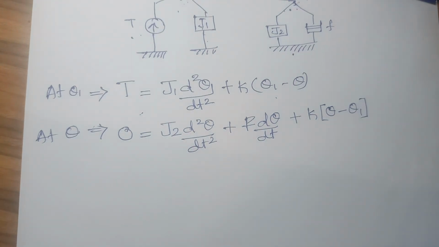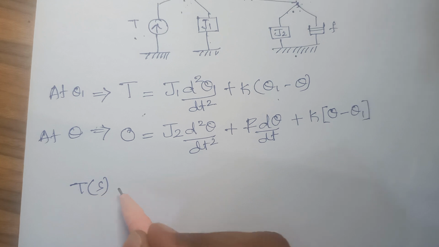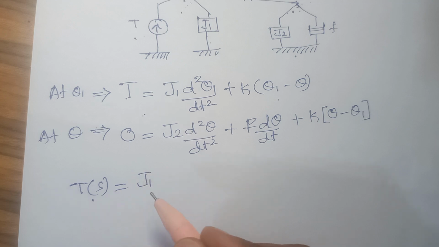Fine. Now we have to write the Laplace transform of both these equations. So we will write the Laplace for the first equation. Here you will get theta of s, that is, T of s is equal to J, which remains as it is.